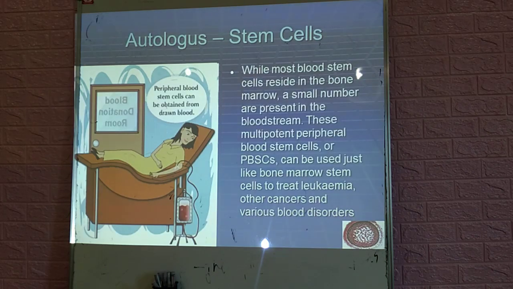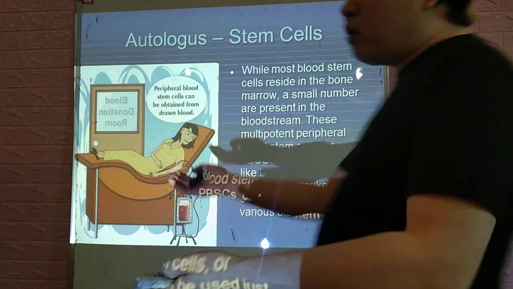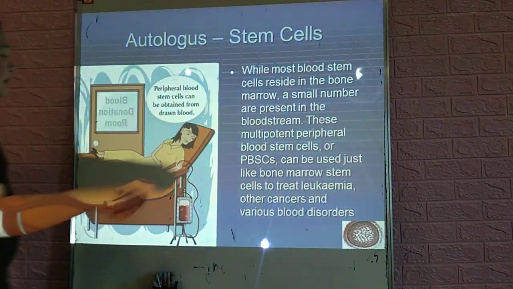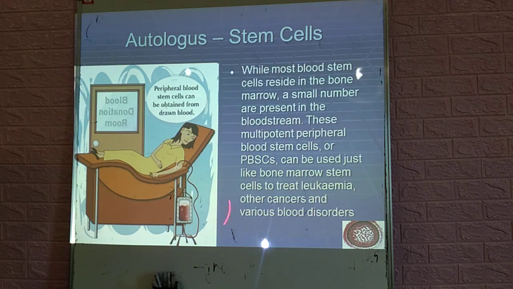Okay? Let us now continue with the next one. If you are to remember, guys, we have here the autologous stem cell therapy. Autologous comes from your own self. The peripheral stem cells can be obtained from drawn blood. So you will be donating your own blood, and this blood will be the source of your adult stem cells. And of course, this will be implanted to you once again.